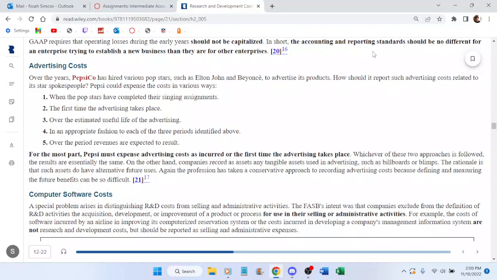Advertising cost. Over the years, how about advertising? Yeah, but I thought you expense advertising costs.